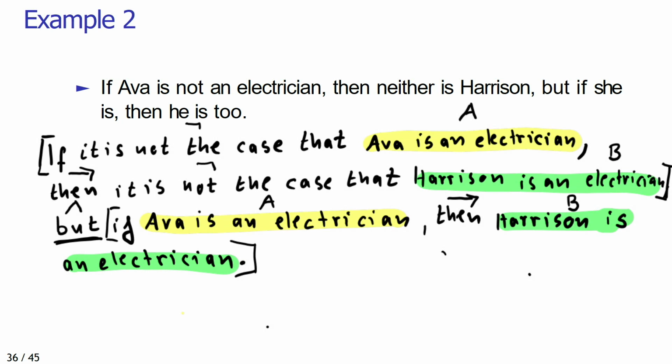So the symbolization of our whole sentence is going to look like this. Opening brackets. If not A, then not B. And if A, then B. And that's it. That's our symbolization of the English sentence. If Ava is not an electrician, then neither is Harrison, but if she is, then he is too.